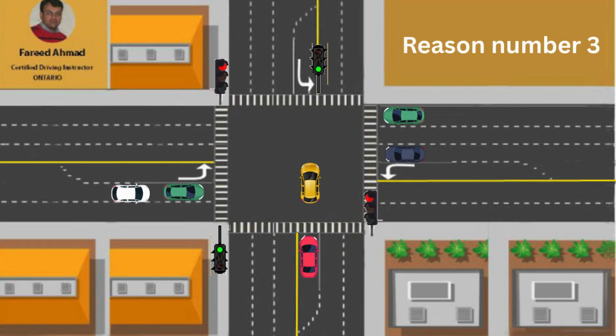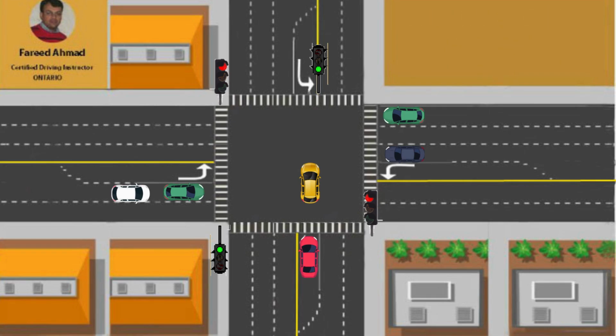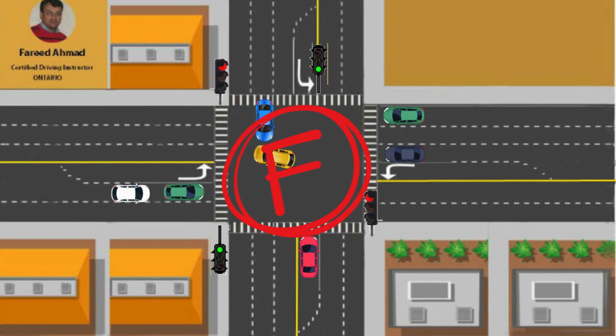Reason number 3, not giving right of way to the oncoming traffic. When you are waiting in the middle of the intersection on a green signal to take left turn, please always give right of way to the oncoming traffic. If you are trying to take left turn without yielding to the oncoming traffic, then it will be considered a major mistake and failure in the road test.